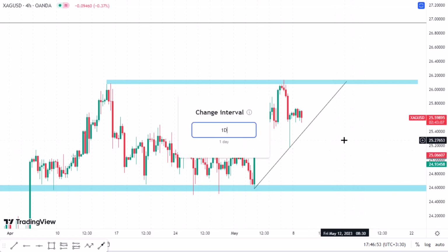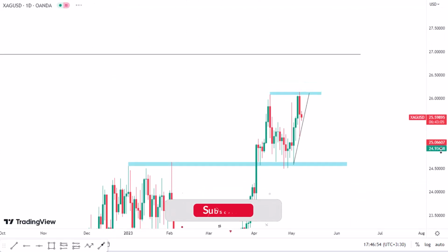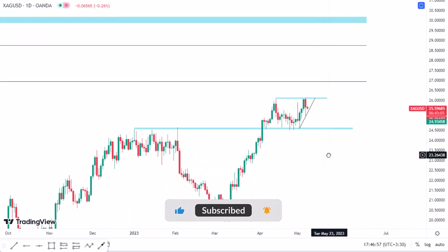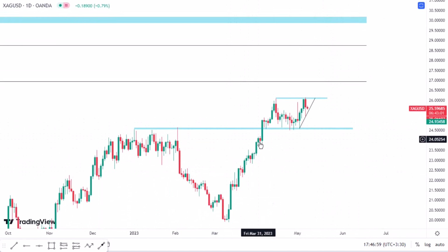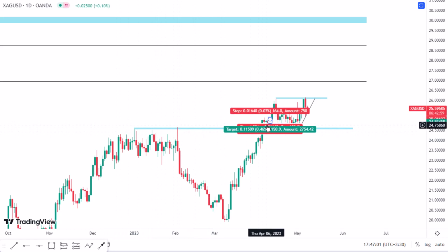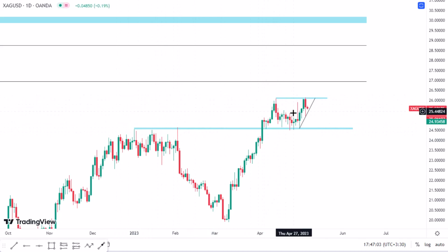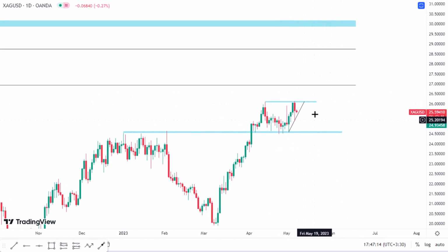Let's check the daily time frame to see what we have. On the daily time frame we don't have anything special. The price broke this level of resistance here and it started going up and it made its pullback, but right now it is in a range on the 4-hour time frame. It is going up and down until we see a breakout of this range to the upside or to the downside, then we can actually enter that direction with the market too.